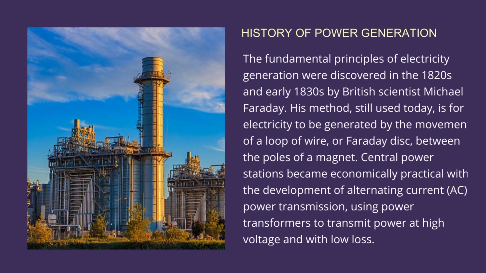Now let us discuss a bit about the history of power generation. The fundamental principles of electricity generation were discovered in the 1820s and early 1830s by British scientist Michael Faraday. His method, still used today, is for electricity to be generated by the movement of a loop of wire or a Faraday disc between the poles of a magnet. Central power stations became economically practical with the development of alternating current power transmission using power transformers to transmit power at high voltage and with low loss.